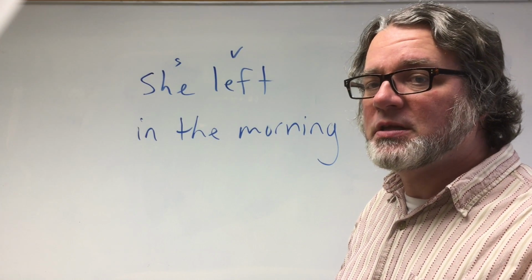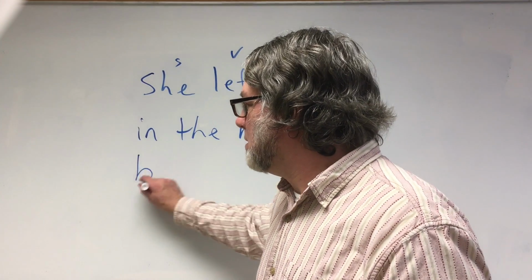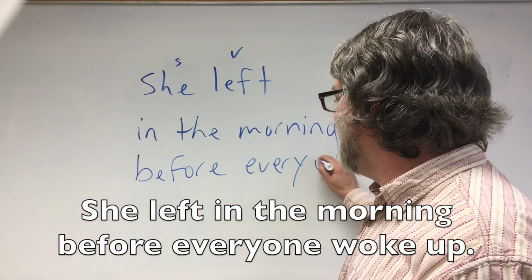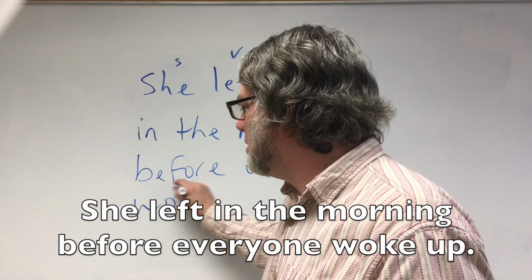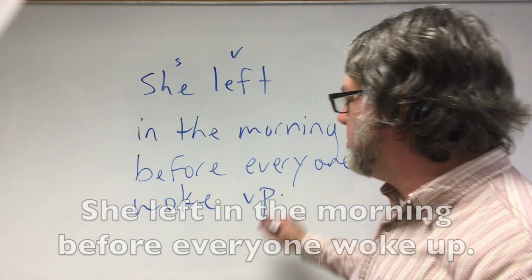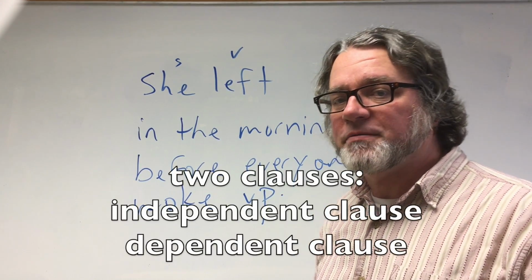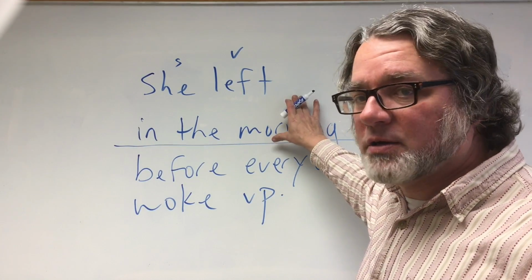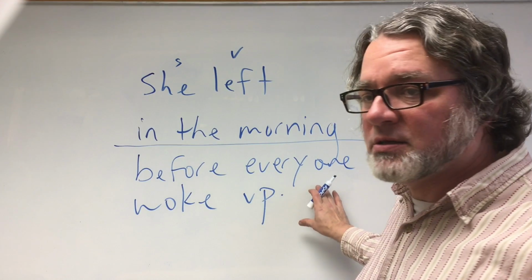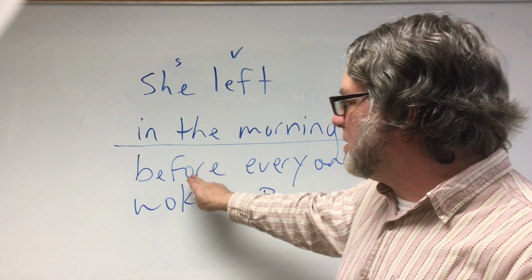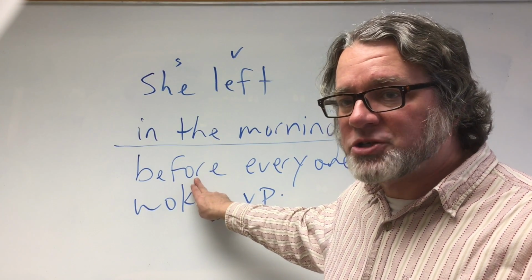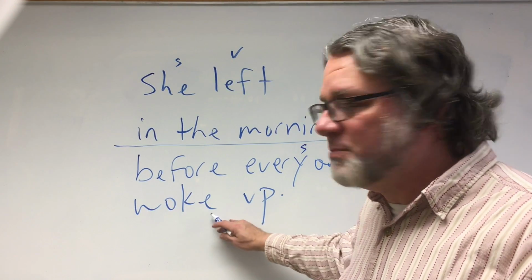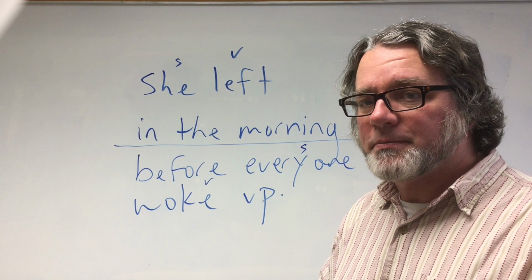She left in the morning before everyone woke up. Now I have 2 clauses. This is the independent clause, and this is a dependent clause, starting with this conjunction. The subject is everyone, and then the verb is woke up.